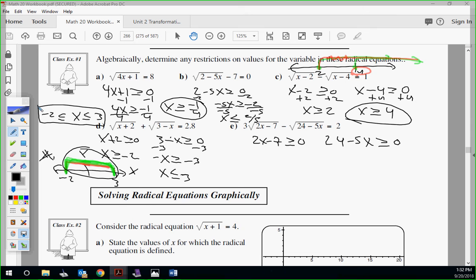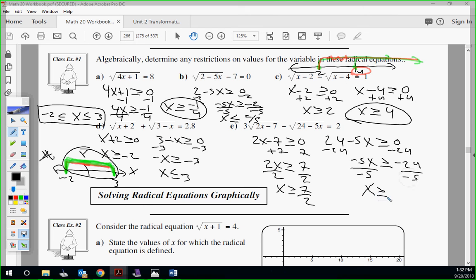Okay, this one here. 2x minus 7, so we go plus 7. So that's just simple. X greater than or equal to 7 halves. We have a negative x again over here, so that means we're going to be flipping again. The 2 is irrelevant, the 3 is irrelevant. We only care about inside the radical. 24 over 5, you could write that as 4.8 if you want. It doesn't really matter, whatever you want to do.